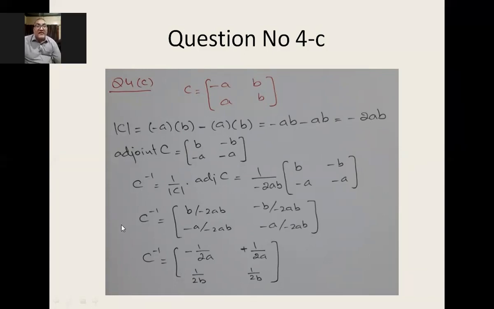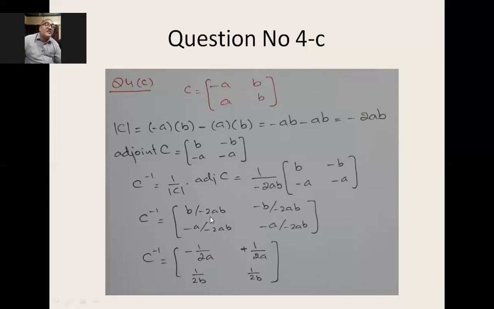So then I will find the C inverse. C inverse is 1 by determinant C into adjoint C. I will put these values, that will be 1 divided by minus 2AB into the adjoint C, that's B, minus A, minus A. So C inverse will be B divided by minus 2AB, minus B divided by minus 2AB, minus A divided by minus 2AB, and minus A divided by minus 2AB.